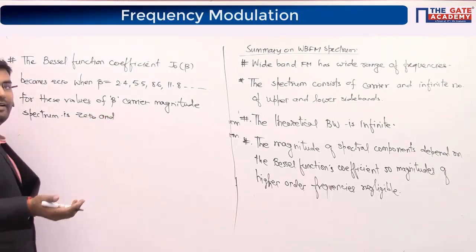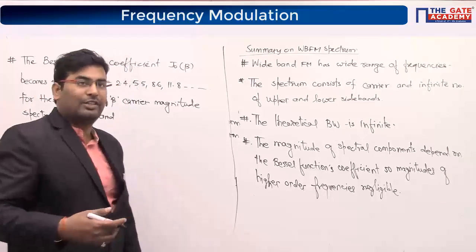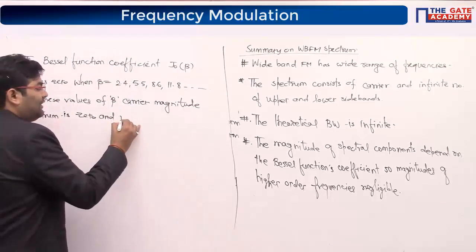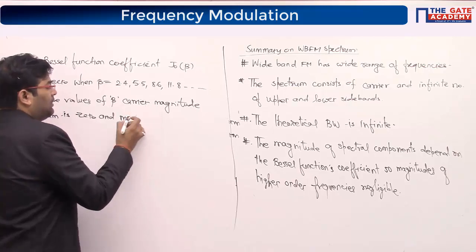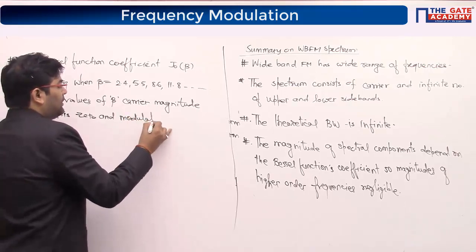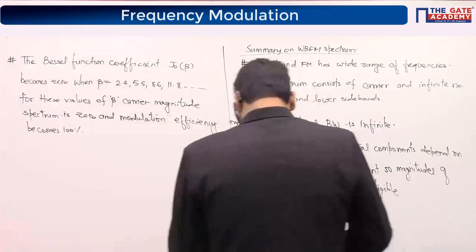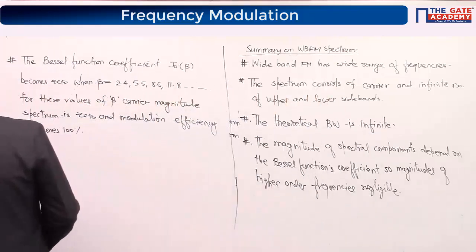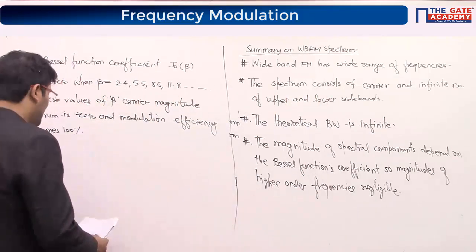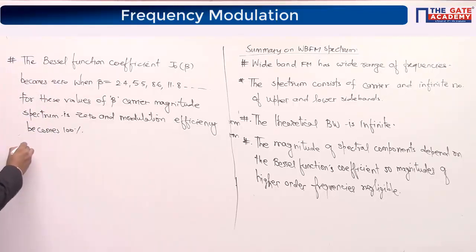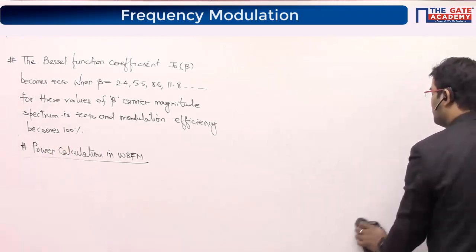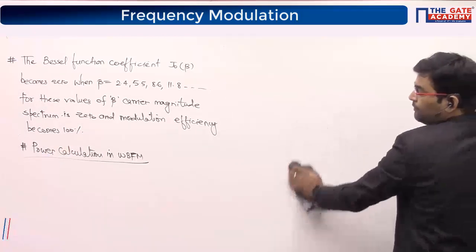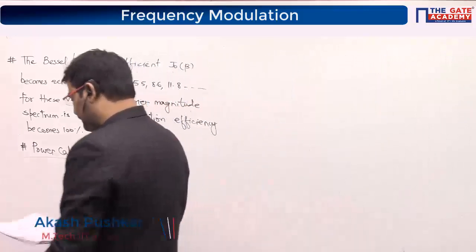And the moment carrier is 0, you know what I am going to say now. Modulation efficiency becomes 100%. Okay? Now guys, we'll do the power calculation. So write power calculation in wideband FM.